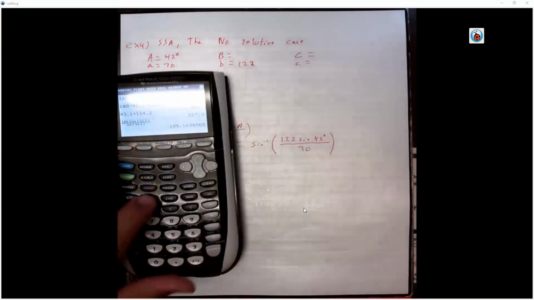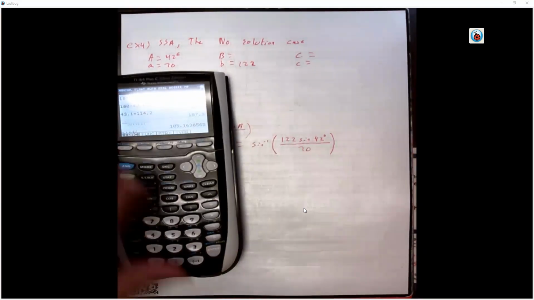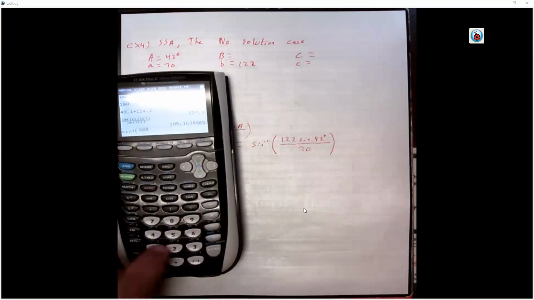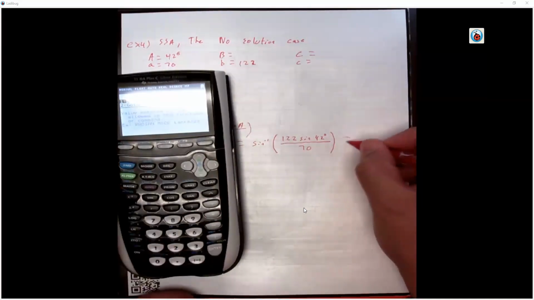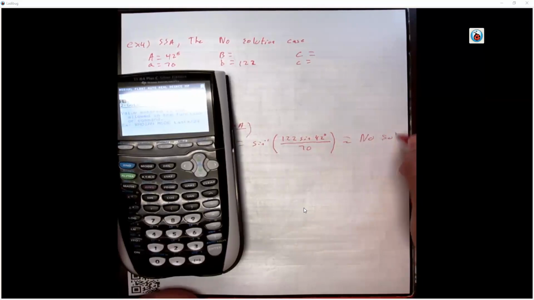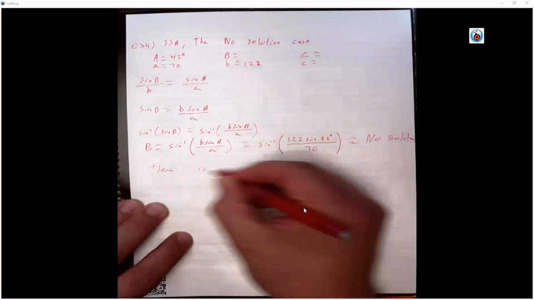But let's see what happens. Let's pretend that we couldn't tell that was bigger than 1. We should get a domain error, yeah. That is correct. So we got an error. No solution. So just stop. There is no triangle.